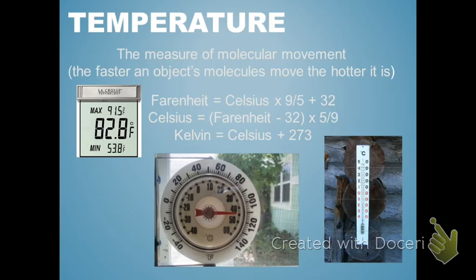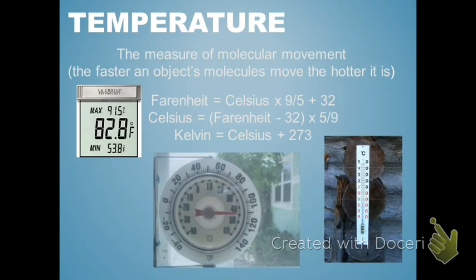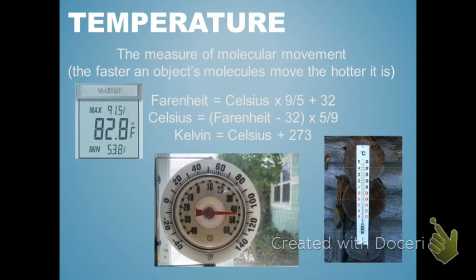Temperature is measured using a thermometer. Most commonly, temperature is measured in degrees Celsius or degrees Fahrenheit. Provided to you are the conversion equations. In degrees Fahrenheit, water will freeze at 32 degrees Fahrenheit and will boil at 212 degrees Fahrenheit. In degrees Celsius, water will freeze at 0 degrees Celsius and boil at 100 degrees Celsius. Both scales will measure the same temperature at exactly negative 40 degrees.